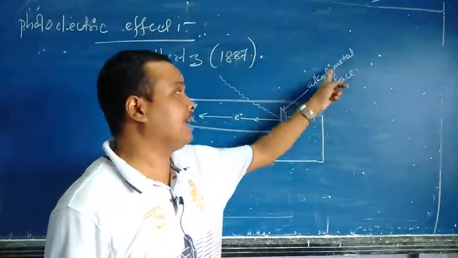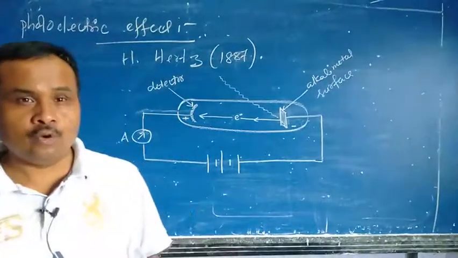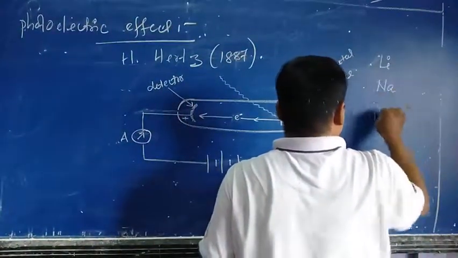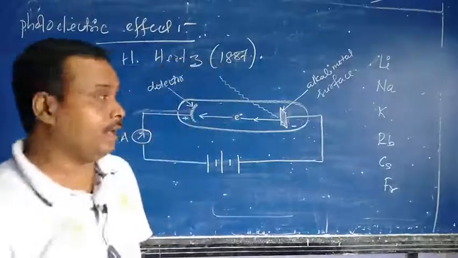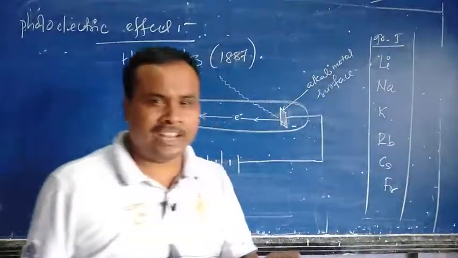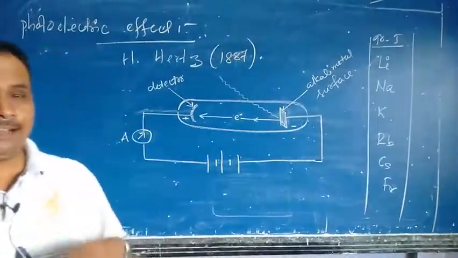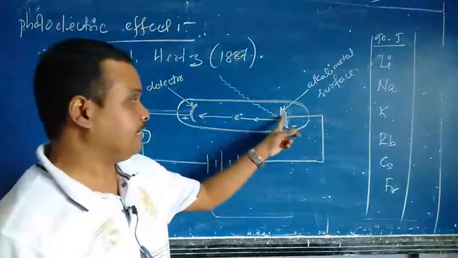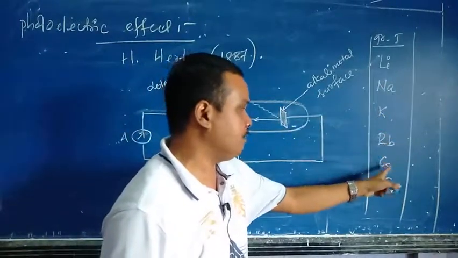Alkali metal. Alkali metals are elements of group 1 in the periodic table. What are the alkali metals? Lithium, sodium, potassium, rubidium, cesium and francium. These are the elements of group 1. There are 18 groups in the modern periodic table. Group 1 elements are called alkali metals and group 2 elements are known as alkaline earth metals. So this plate may be lithium, sodium, potassium, rubidium, cesium.